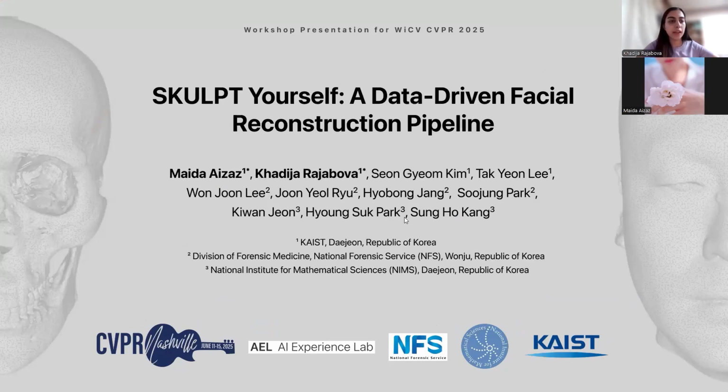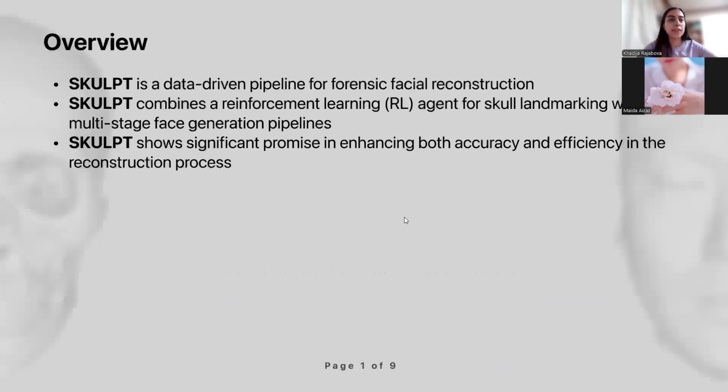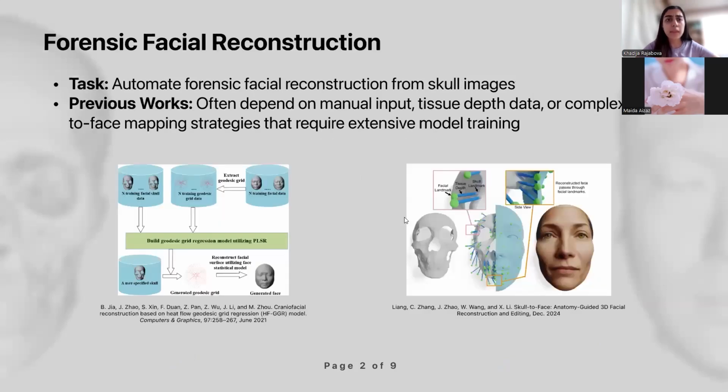This project was done by members of the AI Experience Lab at KAIST in collaboration with the National Forensic Service of Korea and the National Institute for Mathematical Sciences. So SKULPT is a data-driven pipeline for forensic facial reconstruction. SKULPT combines a reinforcement learning agent for skull landmarking with multi-stage face generation pipelines, and it shows significant promise in enhancing both accuracy and efficiency in the reconstruction process.